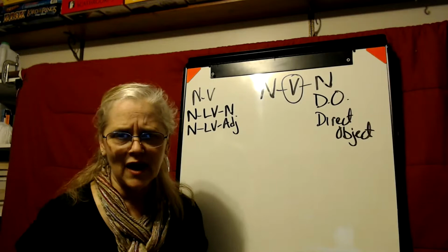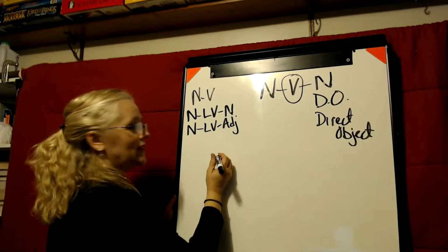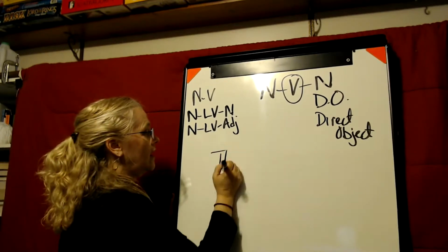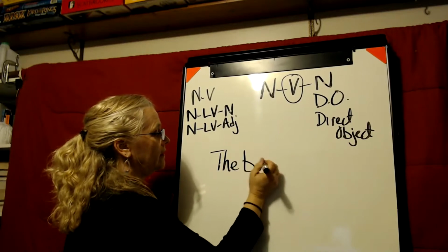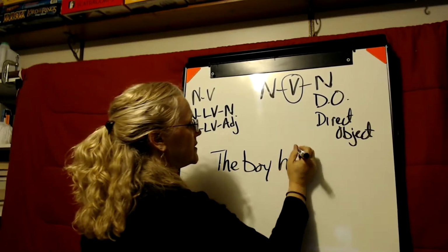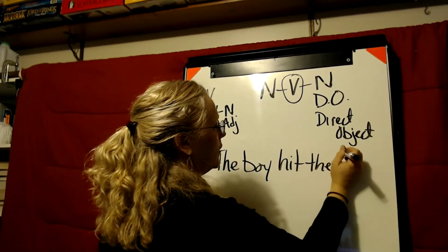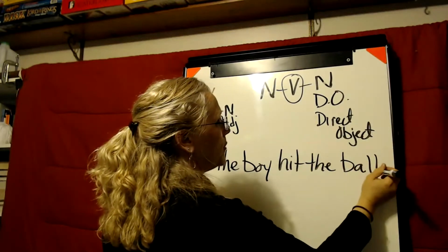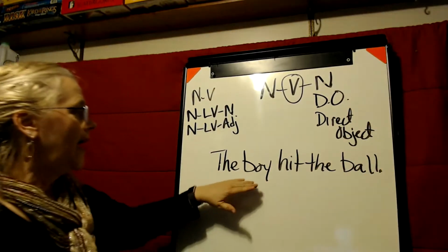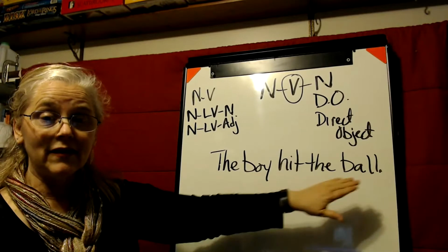The best thing to do is come up with some examples. So I could say, the boy hit the ball. He's a baseball player. He got his bat out, and the boy hit the ball.